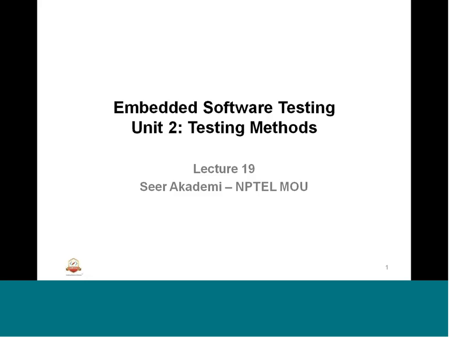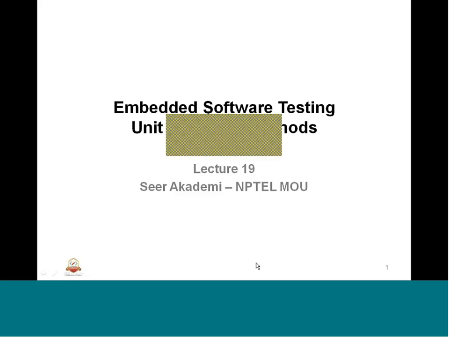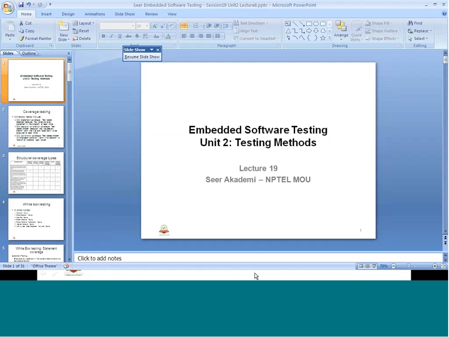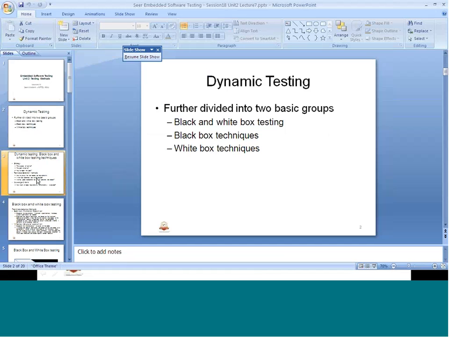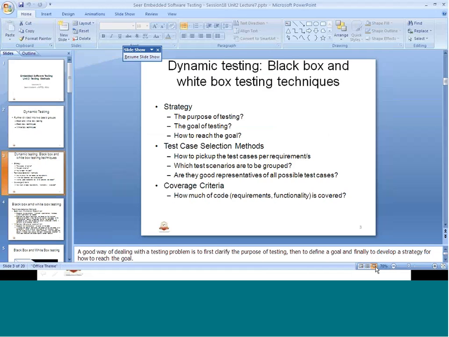In the previous session, we understood some of the basics of dynamic testing in terms of white box and black box. So we need to have a strategy, test case selection methods, and coverage criteria. These are very important aspects for doing white box and black box testing. We also studied the differences between white box and black box testing.